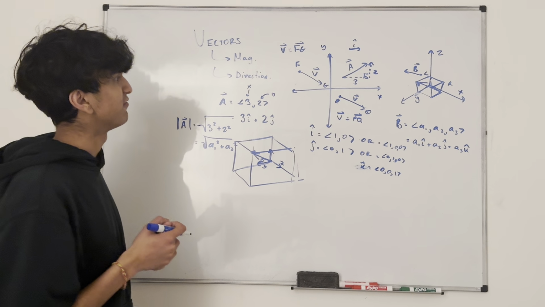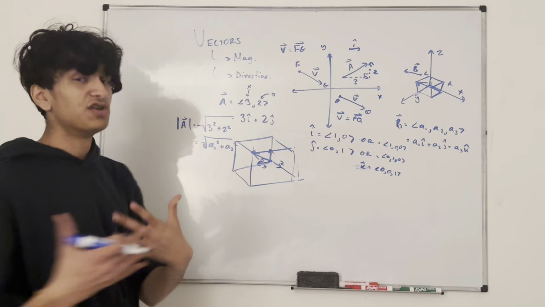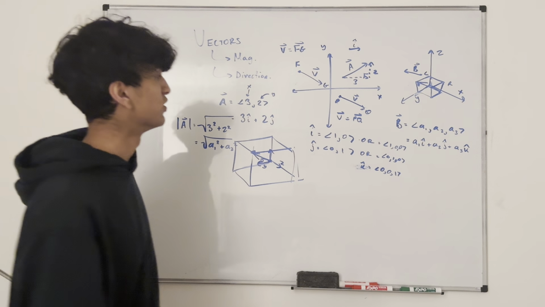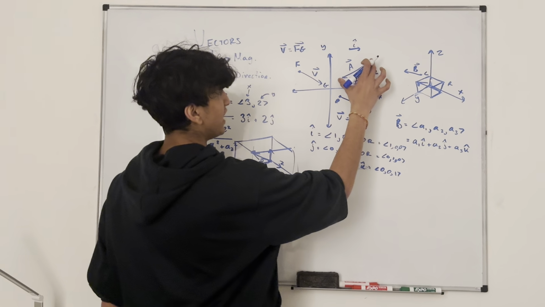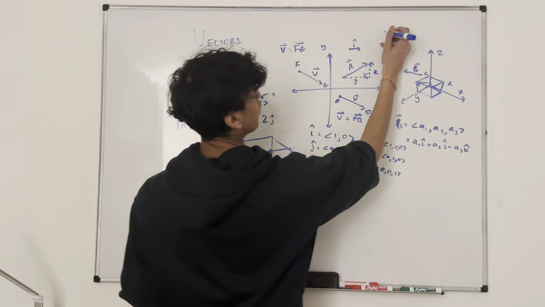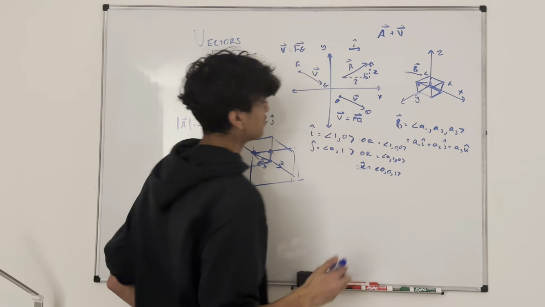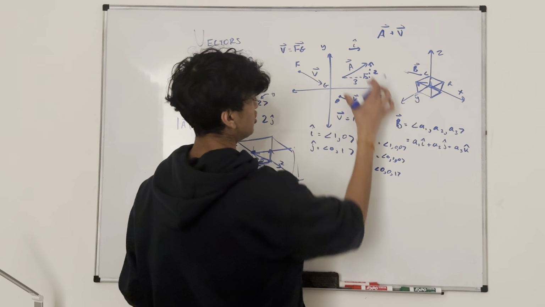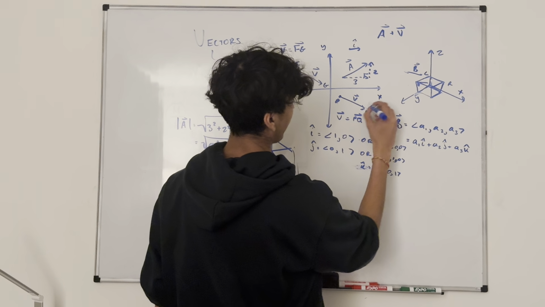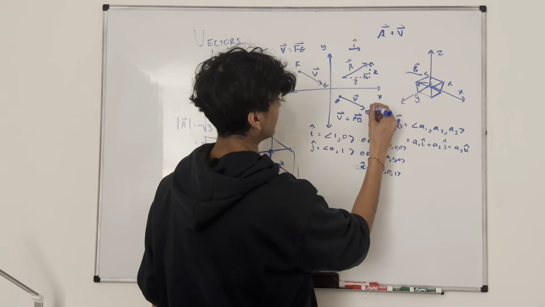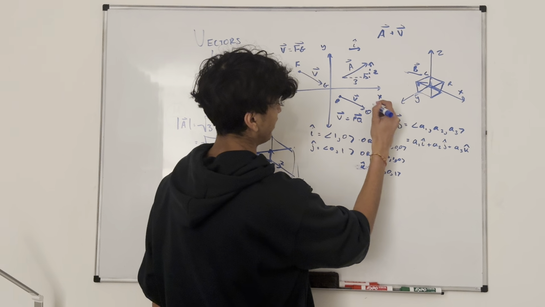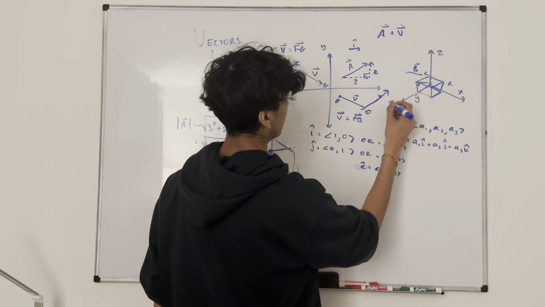So if I were to add vectors A and v, geometrically what it would look like is I'm literally taking the tip of A. So I'm doing A plus v. I'm literally doing v, and then I take A, and I take the tail of A and connect it to the tip of v.